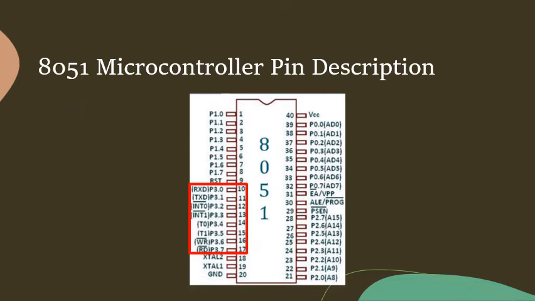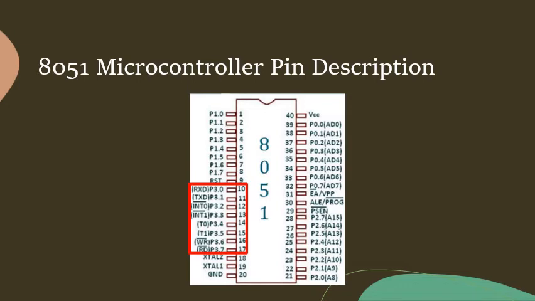Pin number 10 to pin number 17 are port 3 pins, which are also referred to as P3.0 to P3.7. These pins are similar to port 1 and can be used as universal input or output pins. These pins are bidirectional pins. These pins also have some additional functions, which are as follows.